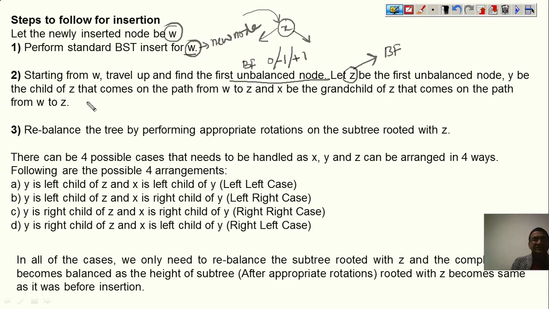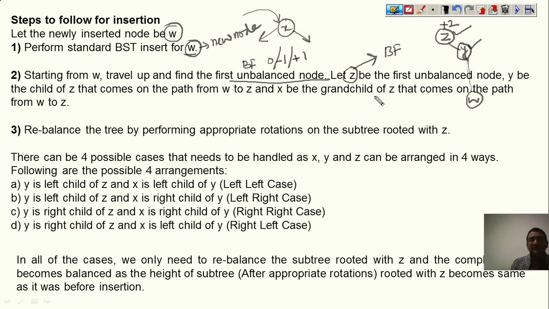And Y is the child of Z. So Z is the node you have found whose balancing factor is, let's say, +2, and Y is a child of Z, the child that comes on the path from W to Z. Now W is a node which we have inserted. So let's say you have inserted some W here and you keep moving upward, and here you will find a node whose balancing factor is not 0, -1 or +1. We call this Z, the unbalanced node, the critical node, and Y is a child of this node.